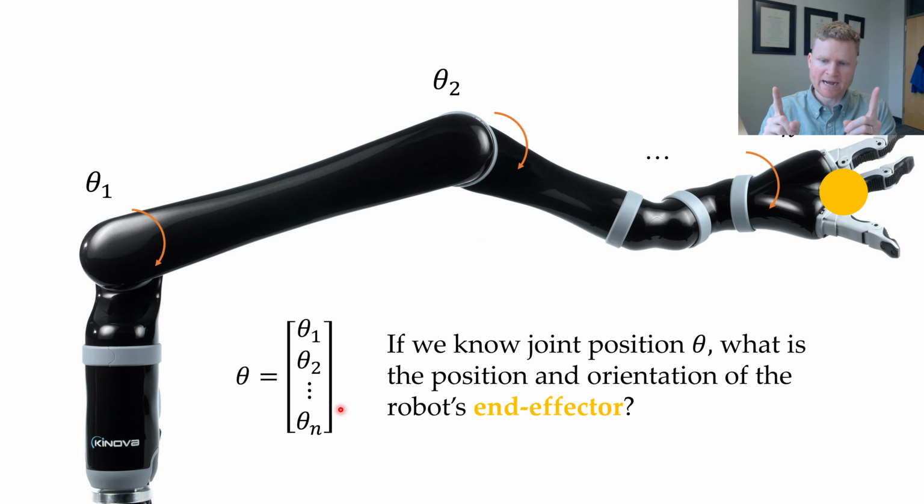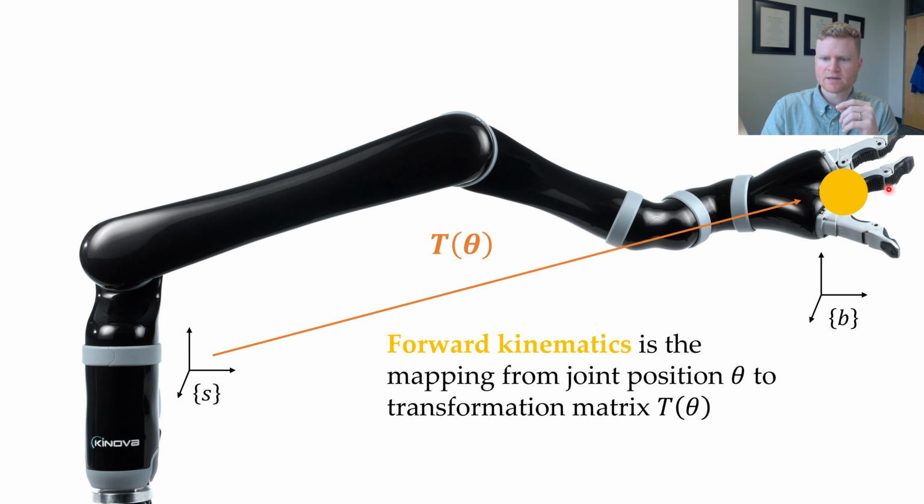The question we want to ask is, if I know this joint position vector theta, what's the position and the orientation of the robot's end effector? So if I can measure theta, where is the robot's end effector? The answer to that question lies in the forward kinematics. Forward kinematics is going to be a mapping from joint position theta into this transformation matrix T.